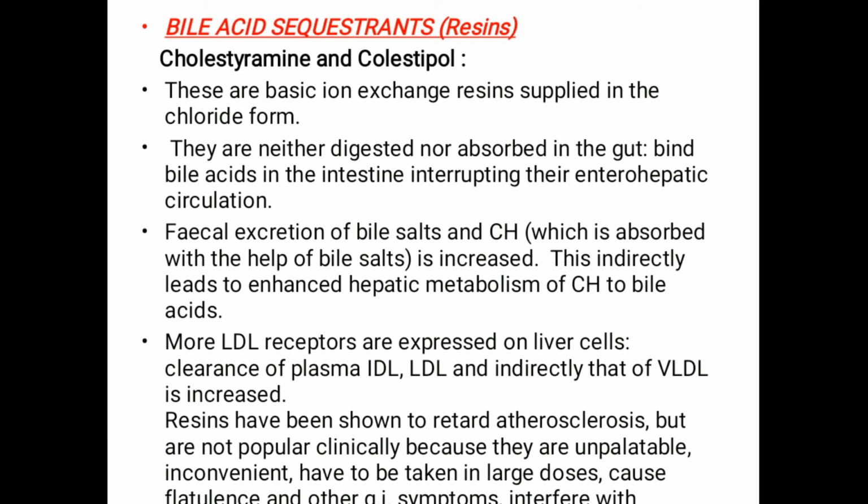Next is bile acid sequestrants, or resins. These are basic ion exchange resins supplied in the chloride form. They are neither digested nor absorbed in the gut, and bind bile acids in the intestine, interrupting their enterohepatic circulation. Fecal excretion of bile salts and cholesterol is increased. This indirectly leads to enhanced hepatic metabolism of cholesterol to bile acids.